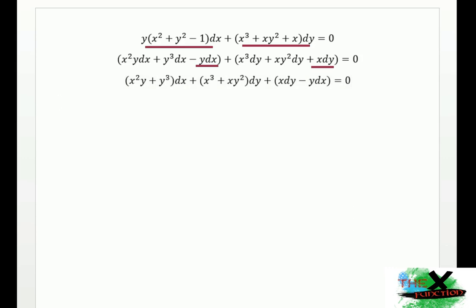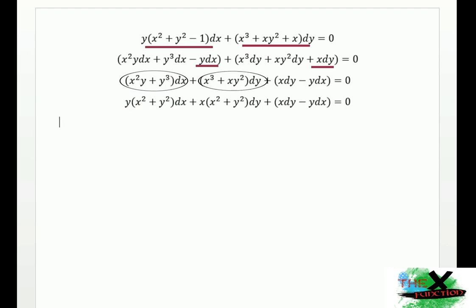Then let's factor this out. Since x squared y plus y cubed has the common y, we can now have y times the quantity of x squared plus y squared dx, while in the x cubed plus xy squared has the common x, so we can now have x times the quantity of x squared plus y squared, then copy the last term. So we can now have y times the quantity of x squared plus y squared dx plus x times the quantity of x squared plus y squared dy plus x dy minus y dx is equal to 0.